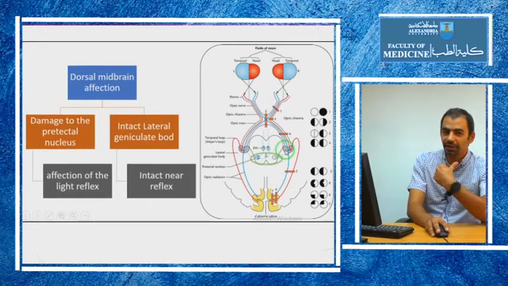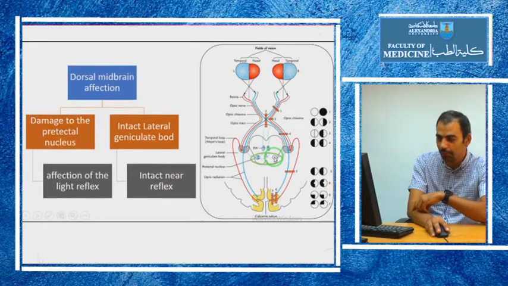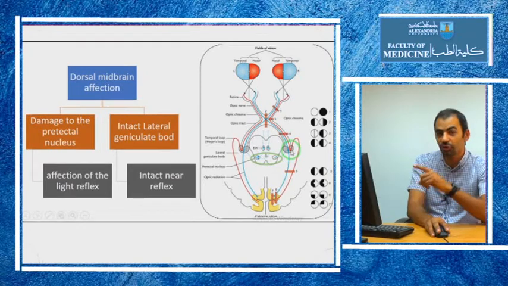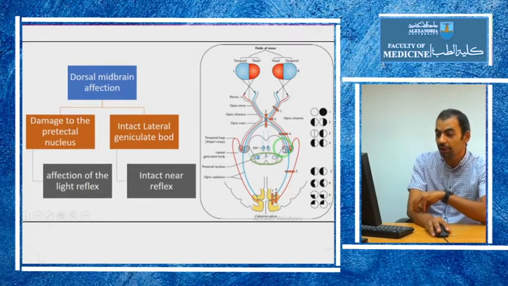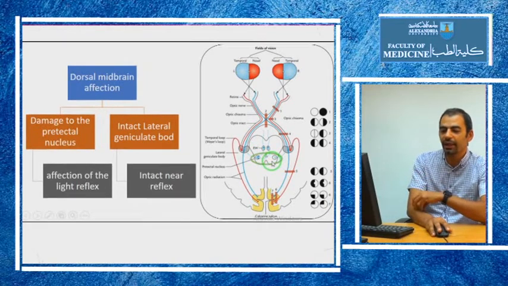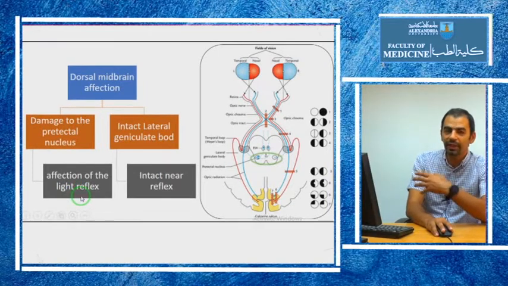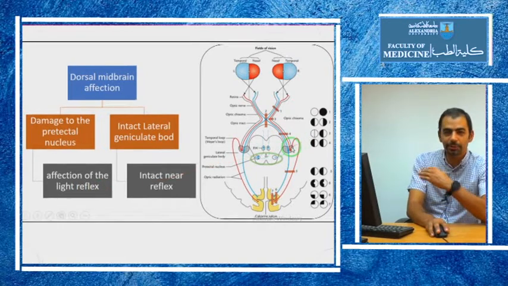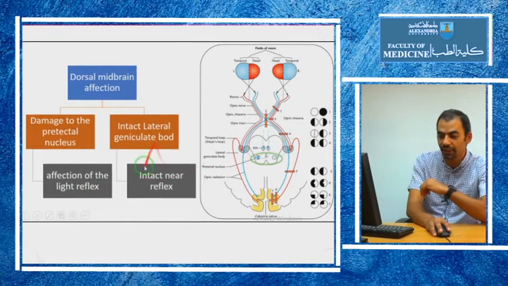The pupillary fibers responsible for the light reflex go to the pretectal nucleus in the midbrain, while the visual fibers responsible for the near reflex move on to the lateral geniculate body. So if you have a lesion in that area, it will damage the fibers responsible for the light reflex, causing the inability of the eye to react to light, while the visual fibers responsible for the near reflex will remain intact.